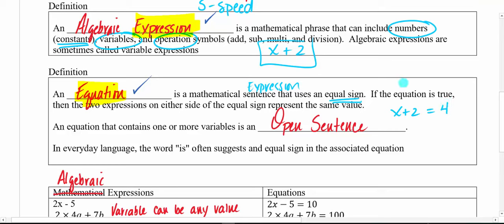If it's true, the value that I plug in for x will make this left side here the same as the right side. If it's false, then it will not. So let's go ahead and make one that's true here. So I'm going to go ahead and add in 2. So it'd be 2 plus 2 equals 4. 2 plus 2 we know is 4, and so 4 equals 4.